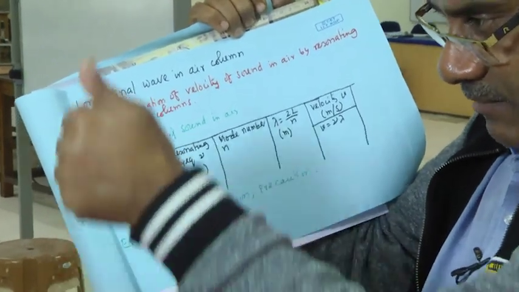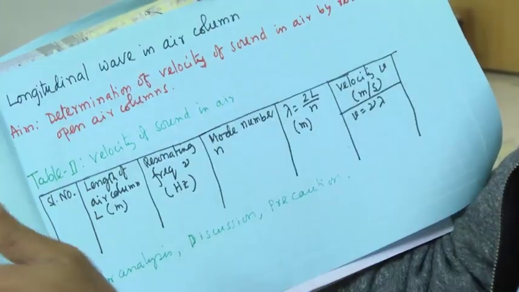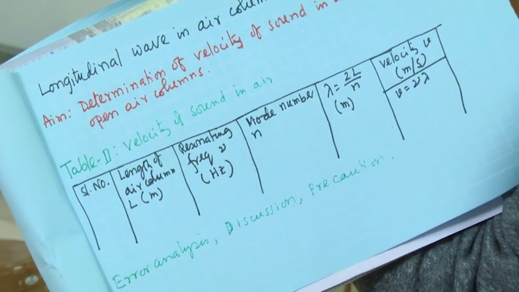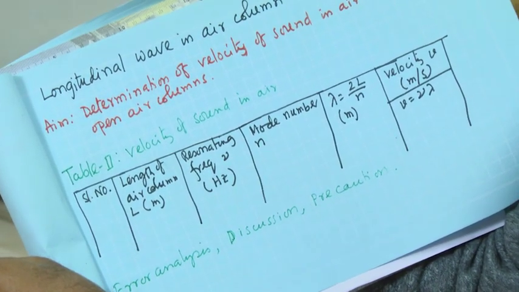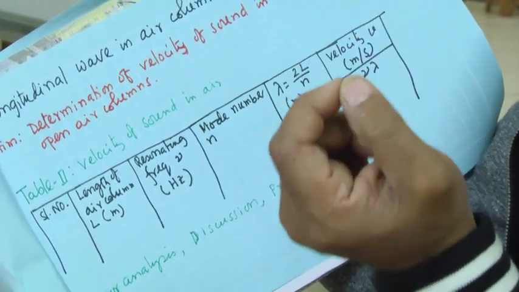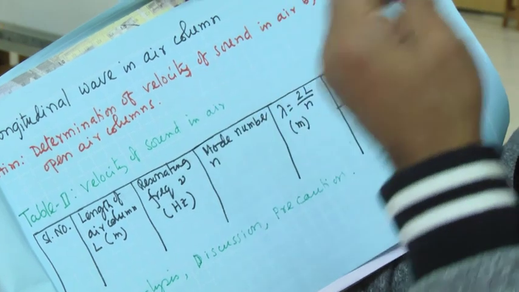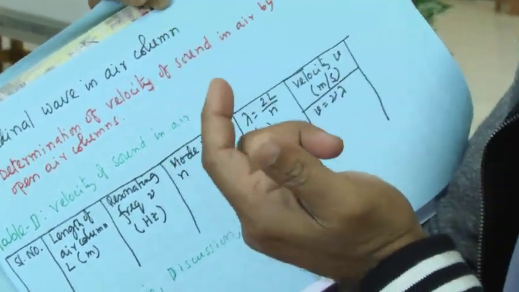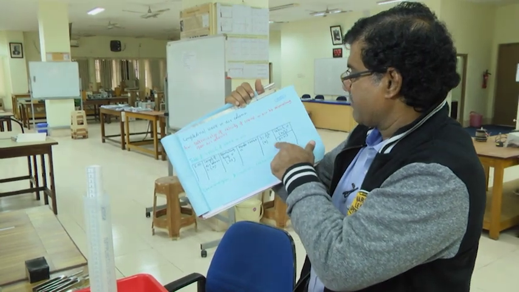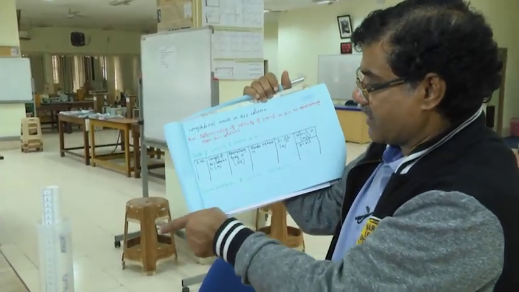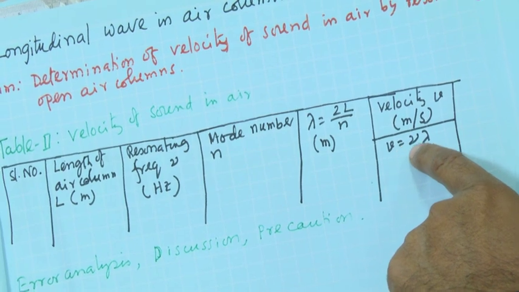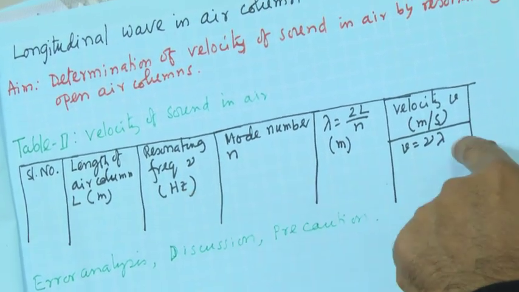For each frequency, you have to find out the air column length three times and then take the average of it, because, as I showed you, the determination of this length is not very precise. It varies, depending on the condition of your hearing the sound. So it's better to take the reading three times and then take the average. This frequency is written on the tuning fork, so you note it down, and then you can calculate the velocity of sound, V equal to nu, that frequency, into this lambda from here.